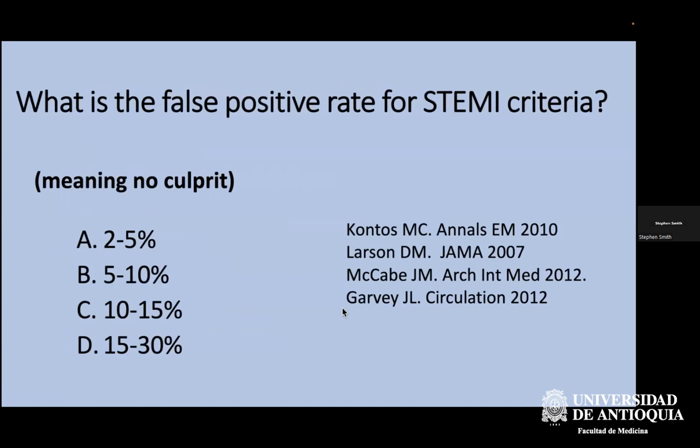Then we've got to get on to false positives. What's the false positive rate for the STEMI criteria? There are 4 studies that looked at it: Contos, Larson, McCabe, and Garvey. Which of these is accurate? It's actually 15 to 30%.